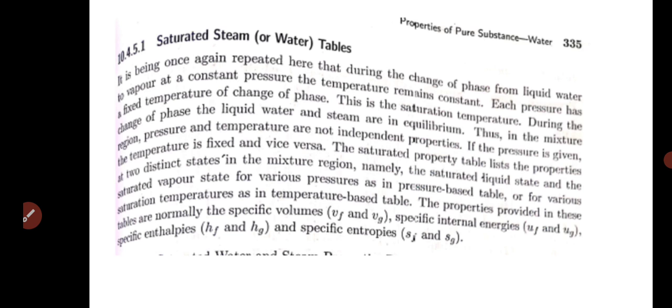The saturated property table lists the properties of two distinct states in the mixture region, namely the saturated liquid and the saturated vapor state for various pressures, as in the pressure based table. See, there are two types of steam tables. One is the pressure based table and the other is the temperature based table. The values are the same. If you write the pressure in the first column, we call it a pressure based table. If you write the temperature in the first column, we call it a temperature based table.